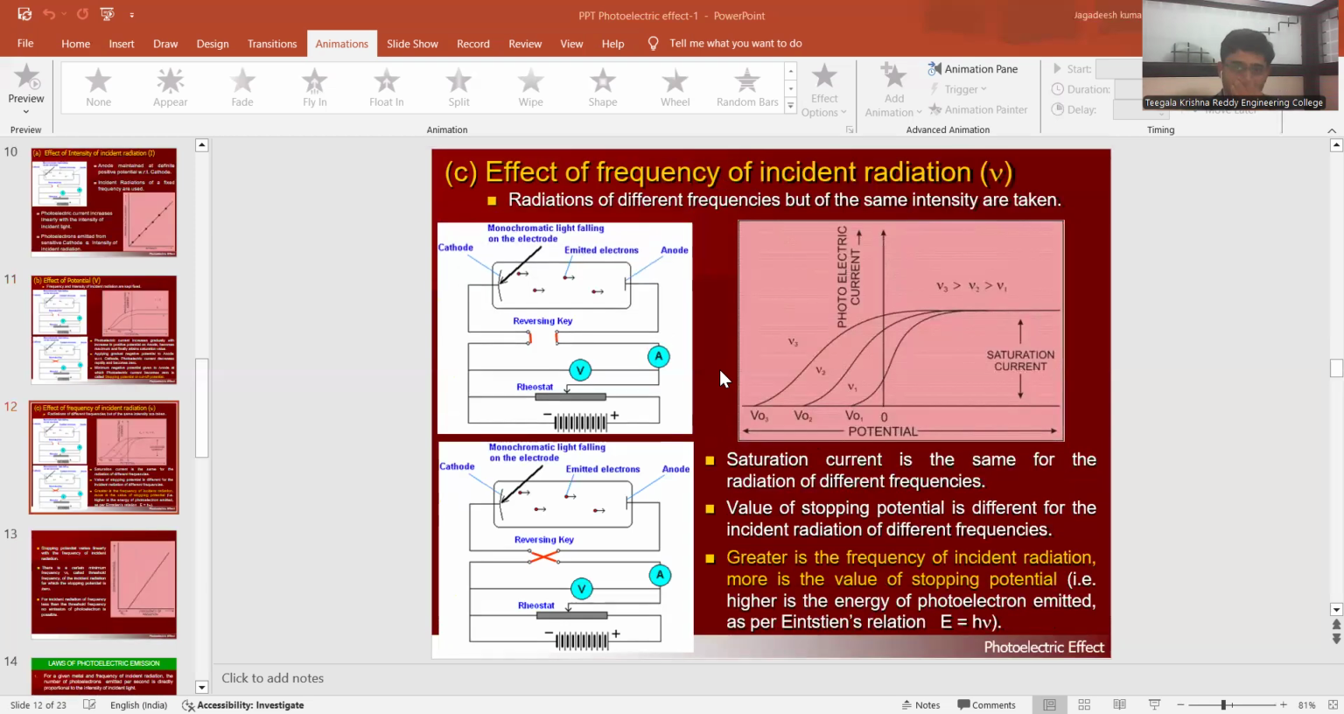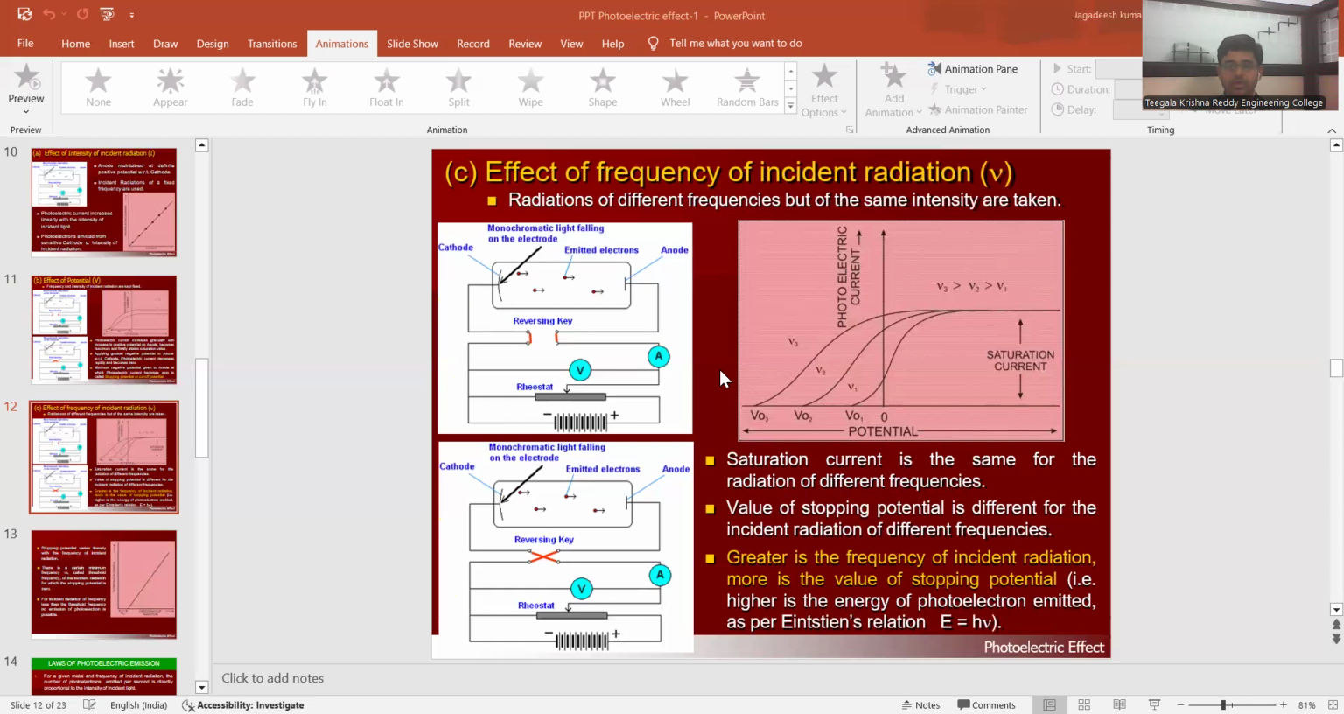Third one is the effect of frequency of incident radiation. Radiations of different frequency but of the same intensity are taken. The saturation current is the same for radiation of different frequencies. But the value of the stopping potential is different for incident radiation of different frequencies. The greater the frequency of incident radiation, the greater the value of the stopping potential.